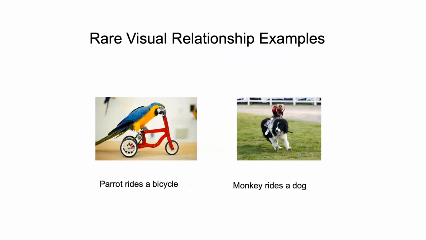These are some other rare visual relationship examples. On the left, it is a parrot riding a bicycle. On the right is a monkey riding a dog. Given these two images, the current AI model can recognize this is a parrot, this is a bicycle, a monkey, and a dog. They are very common in the real world. But if you need to recognize their relationships, it can be very challenging because the model has never seen, or maybe only seen one or two such examples in the training data. So it is difficult for an AI model to predict.